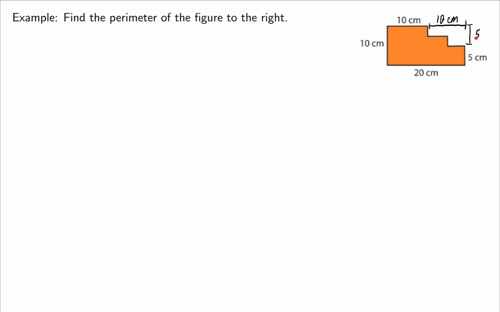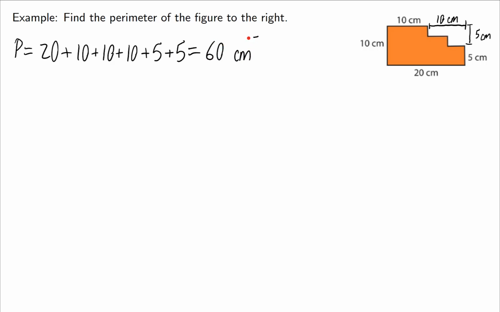Similarly, this one would be 5 centimeters. And now we can just add up all the numbers to get it. Our perimeter would be 20 plus 10 plus another 10 plus the 10 that I found plus the 5 that I found plus the 5 that was given, and we end up with 60 centimeters total.